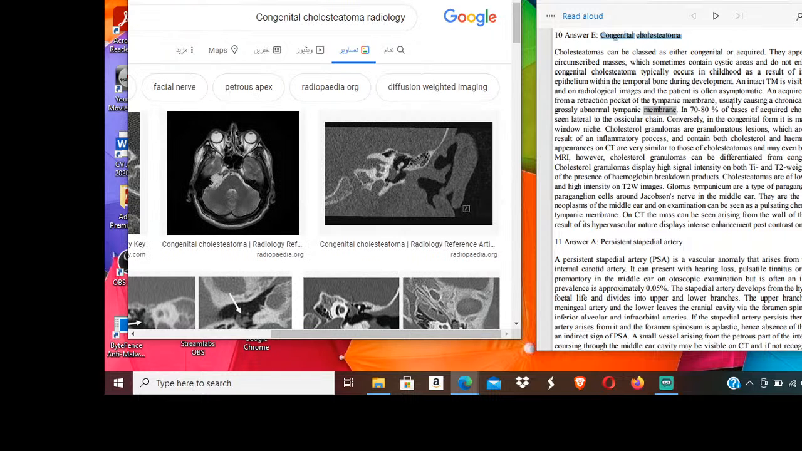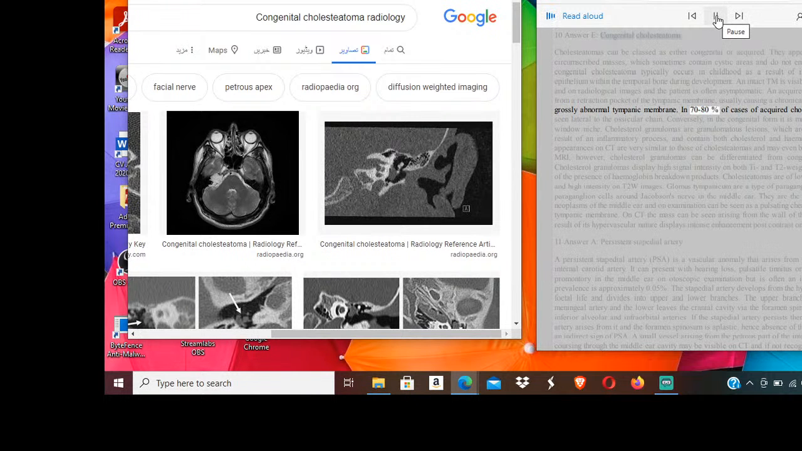In 70 to 80% of cases of acquired cholesteatoma, the mass is seen lateral to the ossicular chain. Conversely, in the congenital form it is medial and fills the oval window niche. Cholesterol granulomas are granulomatous lesions, which are thought to arise as a result of an inflammatory process, and contain both cholesterol and hemosiderin deposits. The appearances on CT are very similar to those of cholesteatomas, and may even be indistinguishable. On MRI, however, cholesterol granulomas can be differentiated from congenital cholesteatomas. Cholesterol granulomas display high signal intensity on both T1 and T2 weighted images as a result of the presence of hemoglobin breakdown products. Cholesteatomas are of low signal intensity on T1 and high intensity on T2W images.